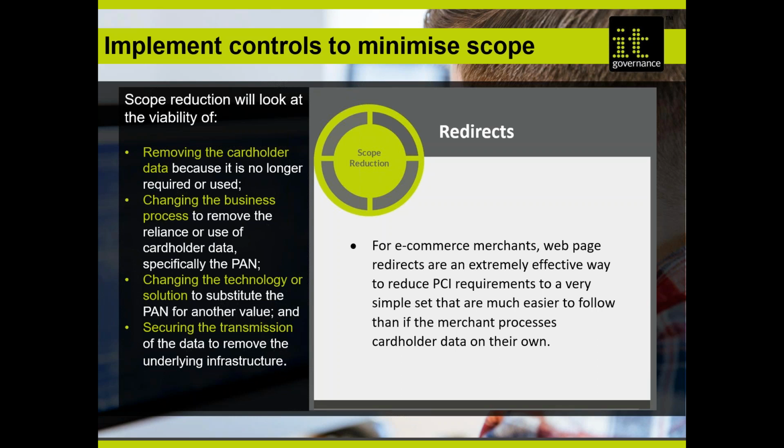An e-commerce solution using the redirect approach is not fully out of scope for PCI DSS, and the reason is the redirect could be hijacked, enabling the attacker to redirect traffic to a rogue server. So the merchant is still responsible for protecting the processing of the transaction, even though the transactions are not processed by them.